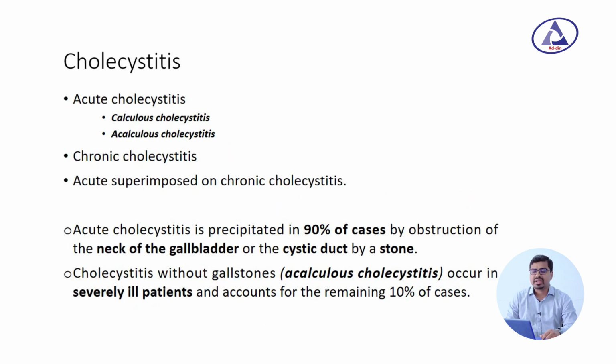Now, what is cholecystitis? Cholecystitis means inflammation of the gallbladder. Types are acute cholecystitis, which can be calculous cholecystitis and acalculous cholecystitis, chronic cholecystitis, and acute superimposed on chronic cholecystitis. Acute cholecystitis is precipitated in 90% of cases by obstruction of the neck of the gallbladder or the cystic duct by a stone, and acute cholecystitis without gallstones occurs in severely ill patients and accounts for the remaining 10% of cases.